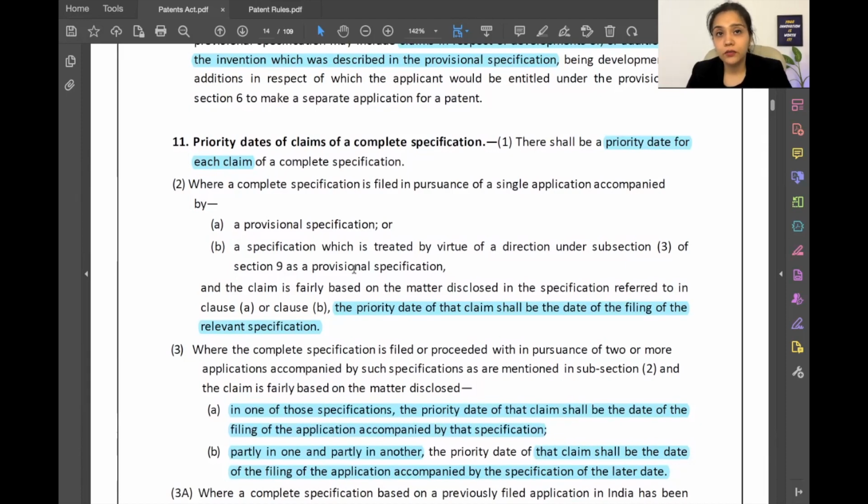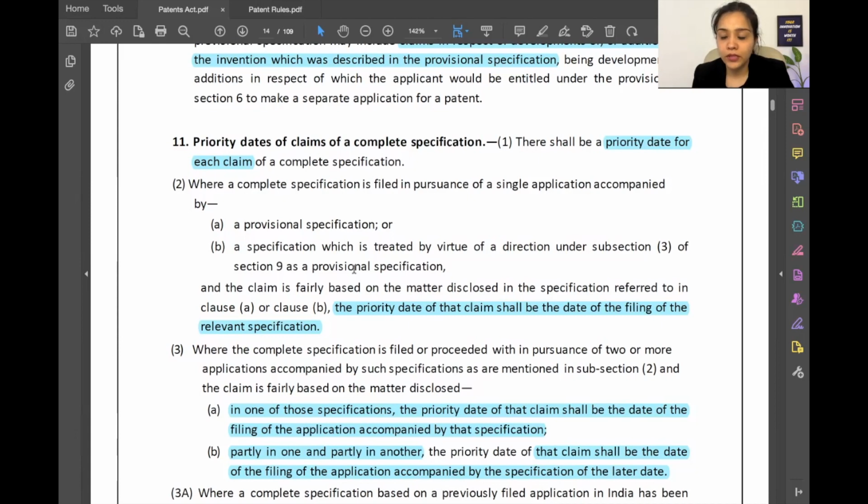Ideally, in general cases, we consider that the priority date is the earliest of filing that we have done related to the same invention. That is the priority date. But in cases of infringement, when we have to analyze the invention, generally the priority date of each claim is considered, and this subsection also clearly states that there shall be a priority date for each claim of a complete specification.